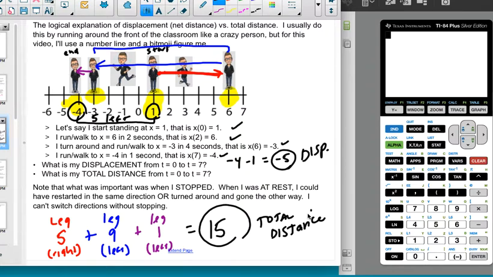So notice that it was important when I stopped. The mathematical term for stopped is at rest, right? And that means that my velocity is equal to 0. At the moment when I stop, I could either continue moving in the same direction or I could turn around and move in the opposite direction. So if you notice, here I was moving right, I stopped, I turned around and went left, right? And then I stopped and said, nope, I'm going to keep going left.